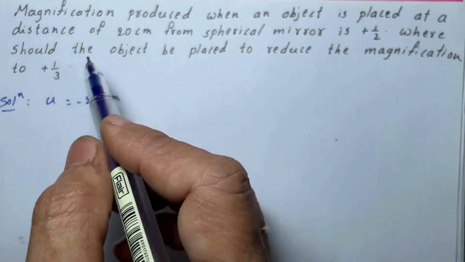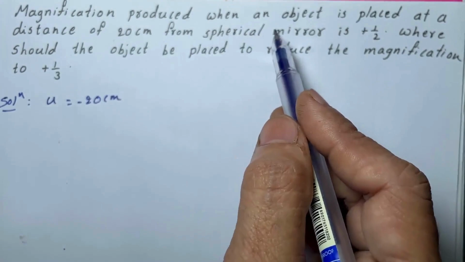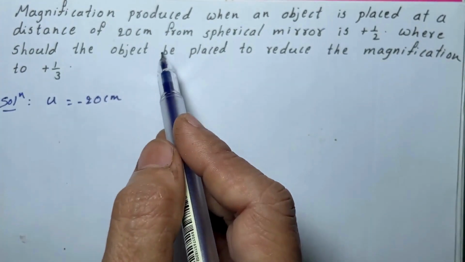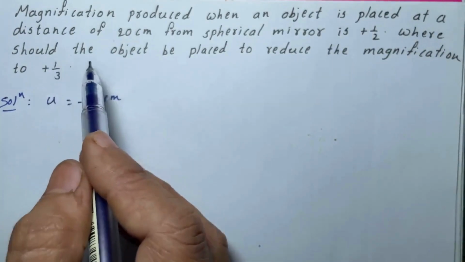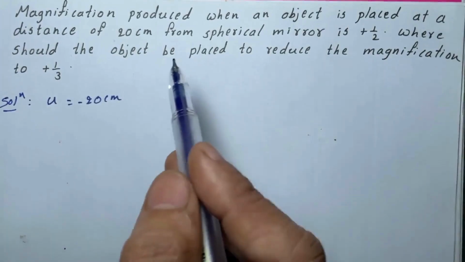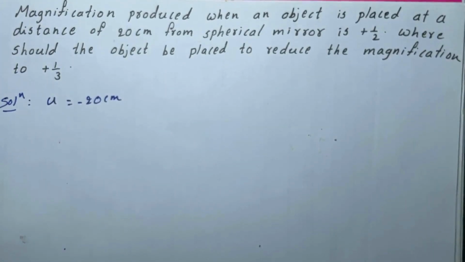Here is our question. Magnification produced when an object is placed at a distance of 20 centimeters from a spherical mirror is plus 1 by 2. Where should the object be placed to reduce the magnification to plus 1 by 3?